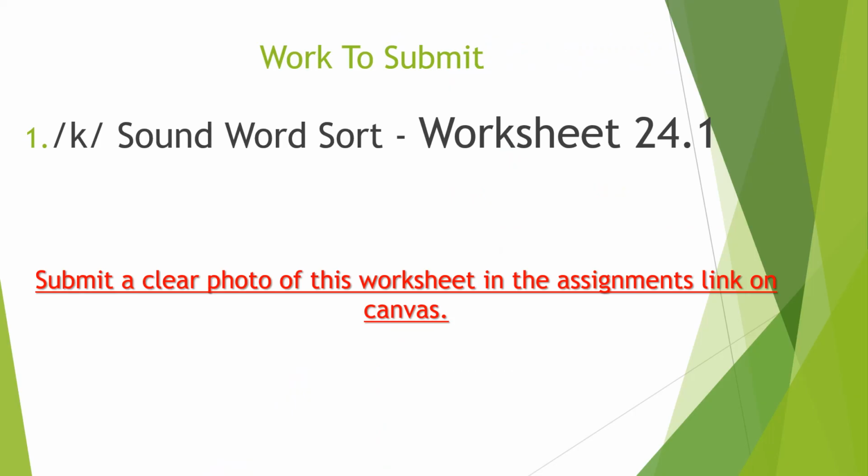Now let's go over the work you need to submit today. All you have to submit is the worksheet we just talked about. That's the k sound sort, which is worksheet 24.1. Please make sure you submit a clear photo of this worksheet in the assignments link on Canvas.